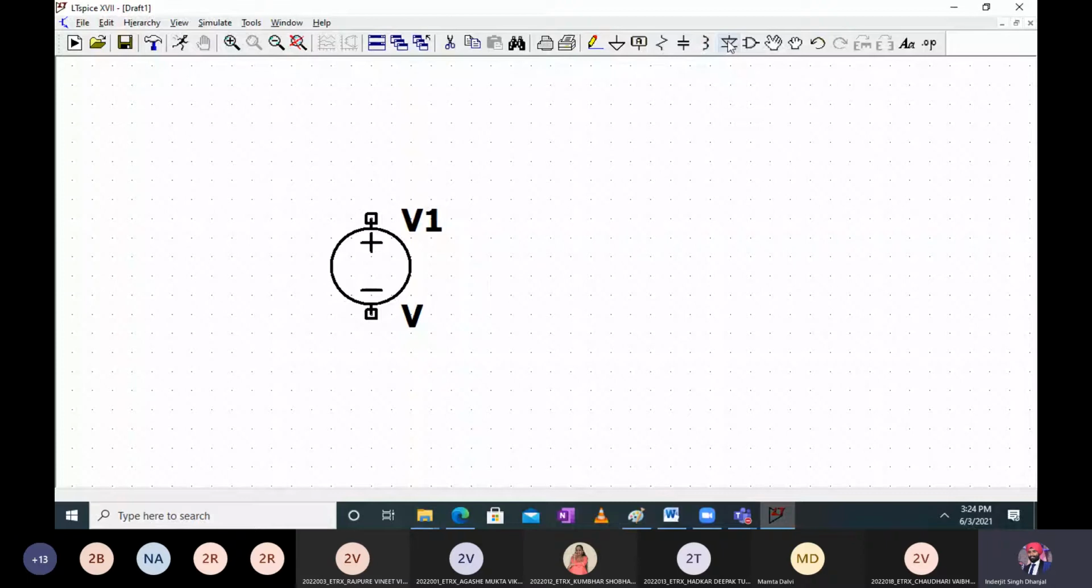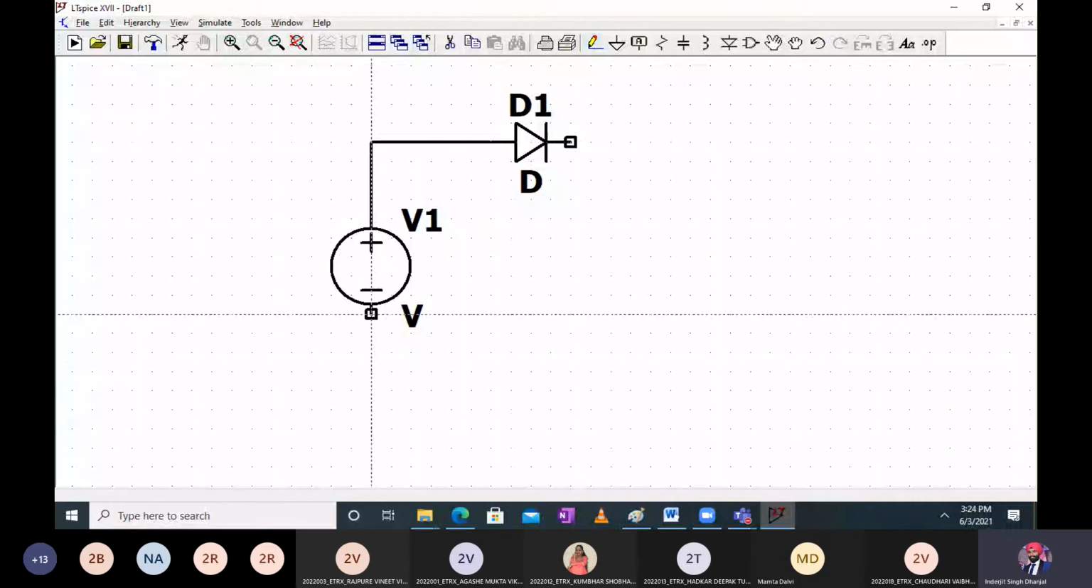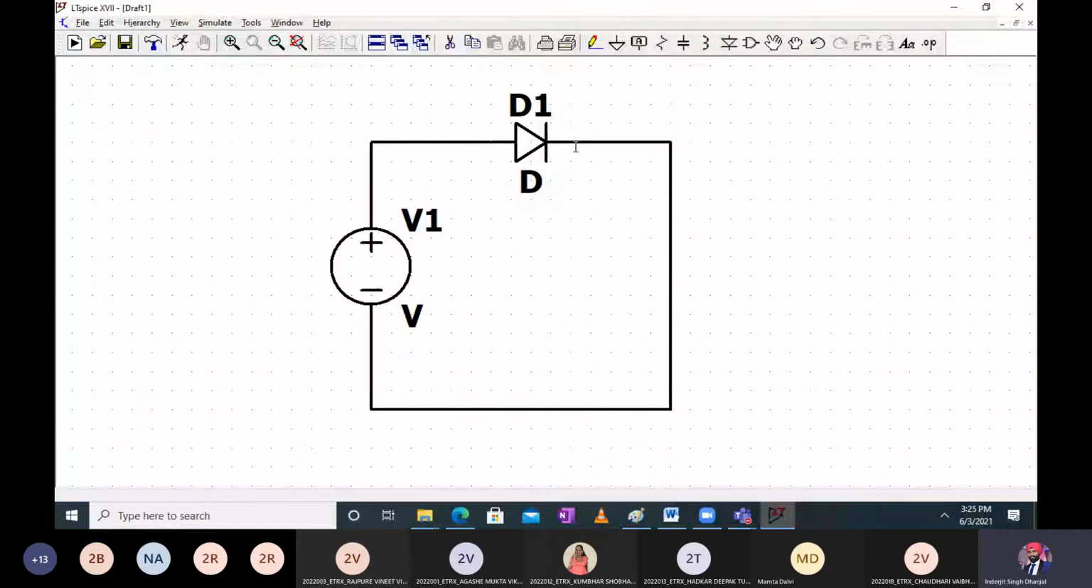Now I will connect them with a wire. So wire you can take it around, you can tap it and extend it in any manner. And don't forget to add the ground. So this is my simple diode and a supply voltage is applied.